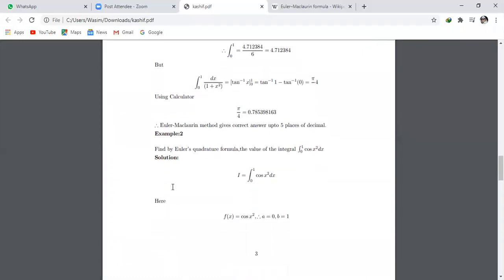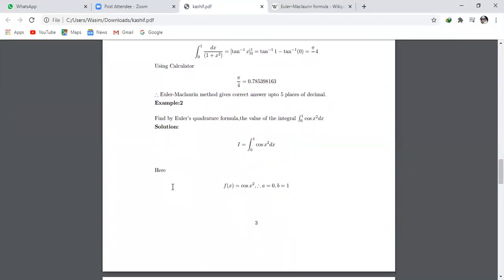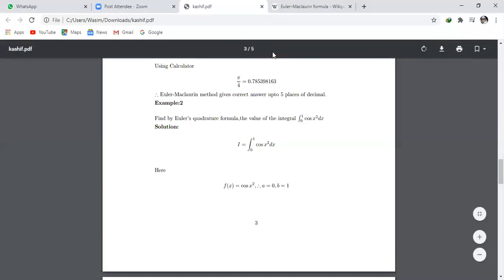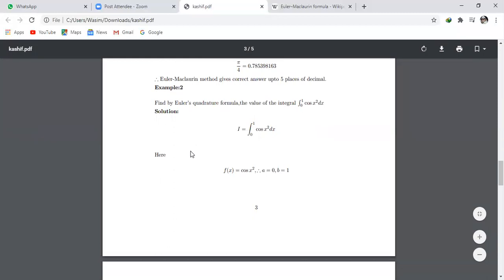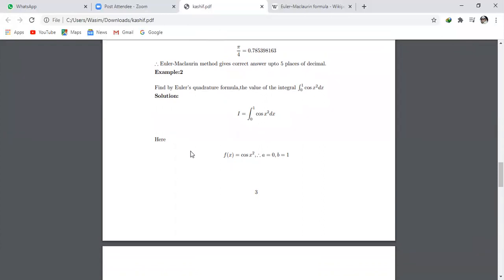Here the second example is: find by Euler's quadrature formula the value of the integral from 0 to 1 of cos x square dx. The function is I equals the integral from 0 to 1 of cos x square dx. Here f of x is cos x square, a is 0 and b is 1. Given the values of a and b, we find f of a, f of b, and the derivatives f prime of a and f prime of b.